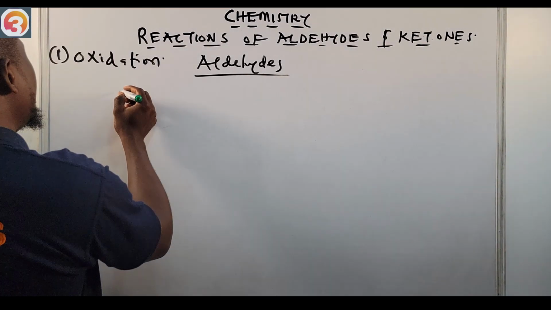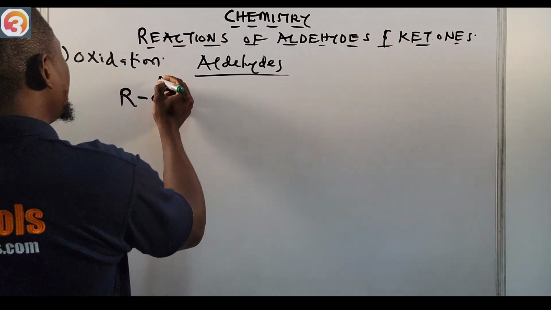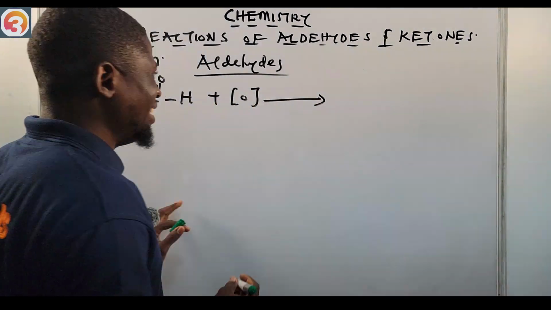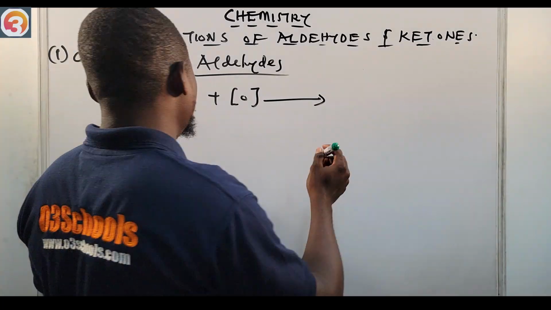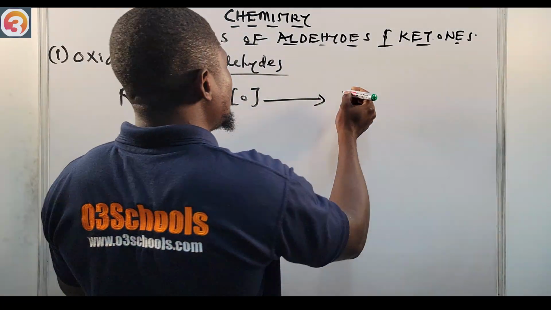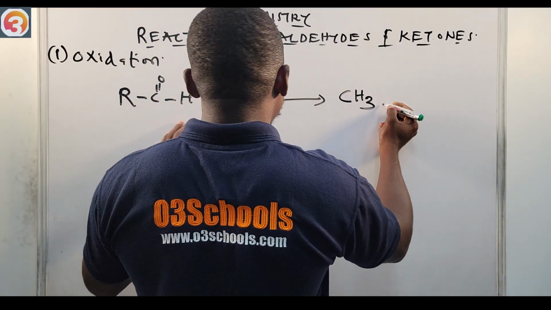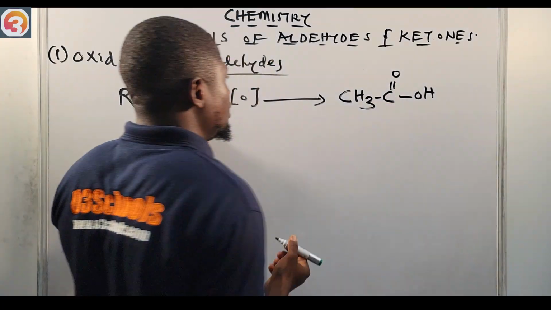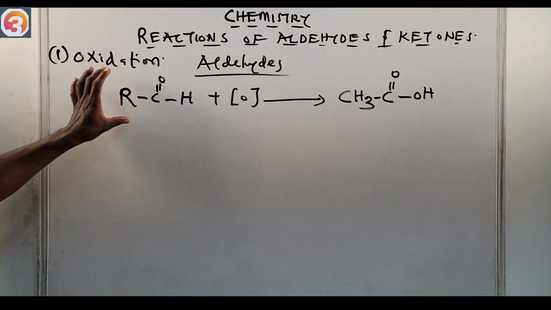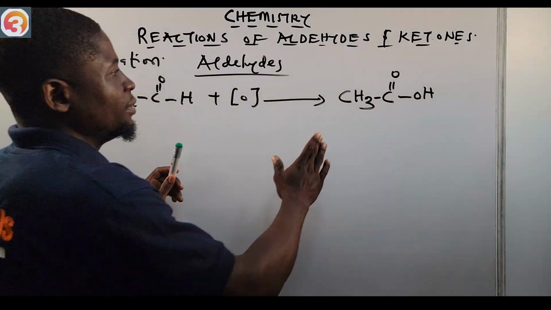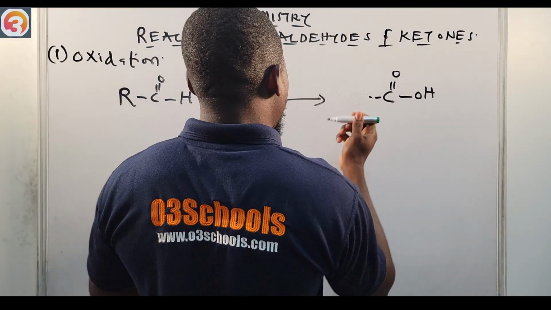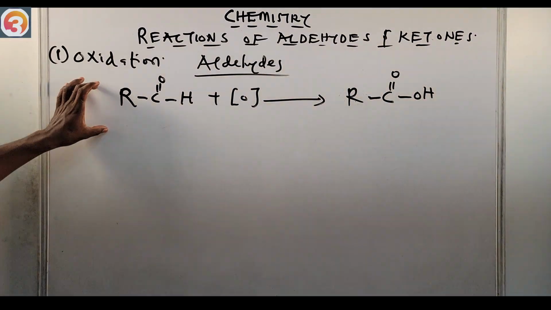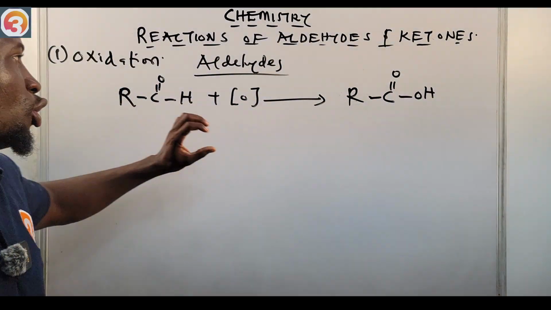Let's say we have an aldehyde like this, R-C double bond O-H. It's being oxidized. What you're going to have directly is the corresponding carboxylic acid, R-C double bond O-O-H, because this is the general formula for the reaction. So this is the oxidation.